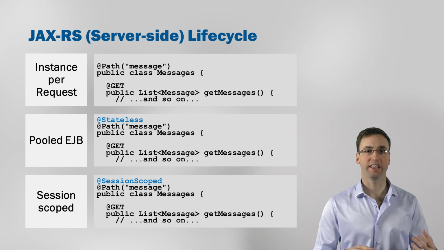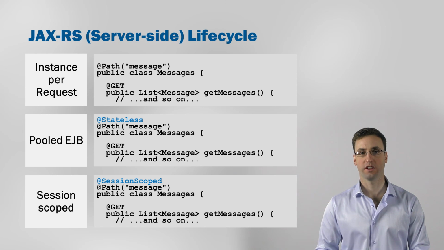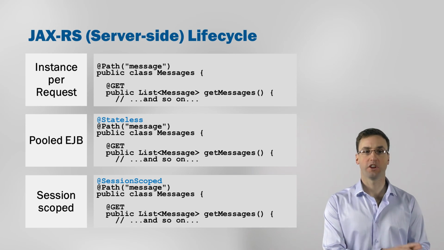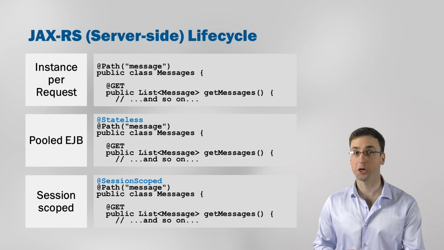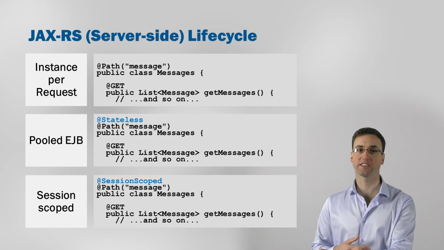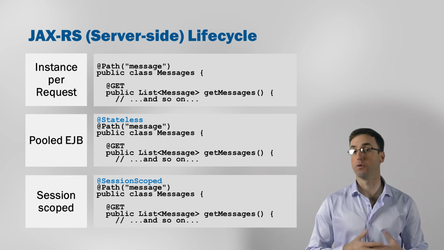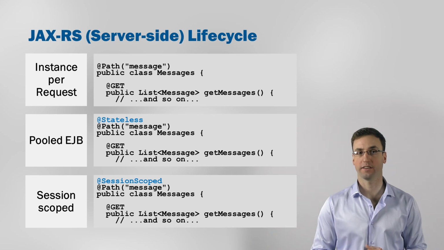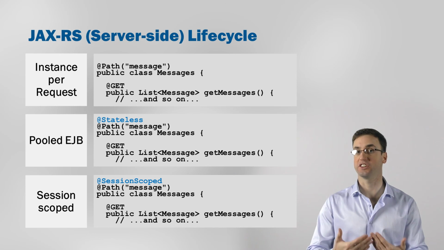All you need to do is annotate it with an EJB annotation or a CDI annotation. So your JAX-RS service could be, for example, a singleton EJB, a stateless EJB, a session scope CDI bean, an application scope CDI bean, or even just a request scope CDI bean. Just put the annotation on your class and it will work with EJB or CDI. If you don't have any other annotations, then it will just create an instance per request.